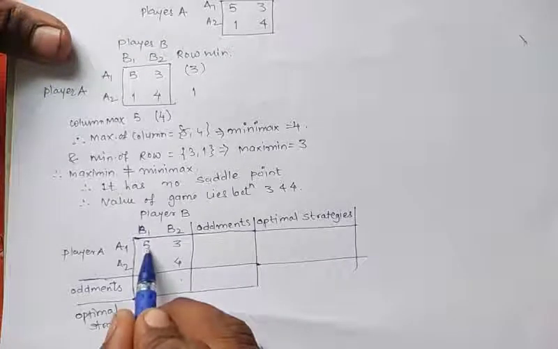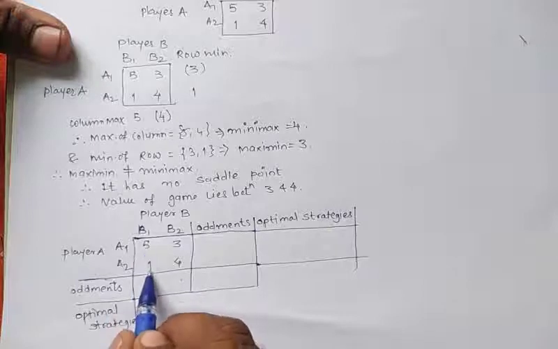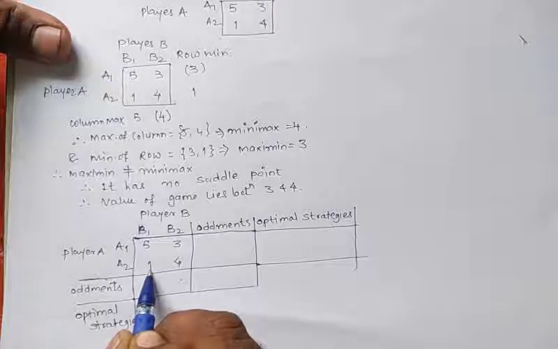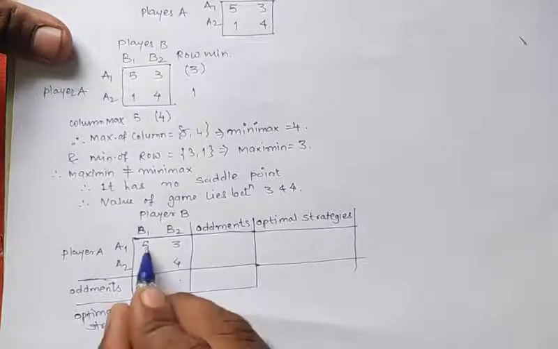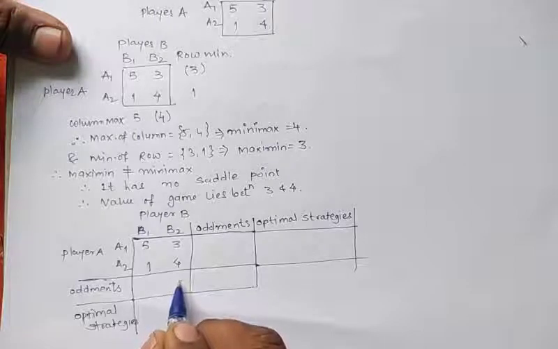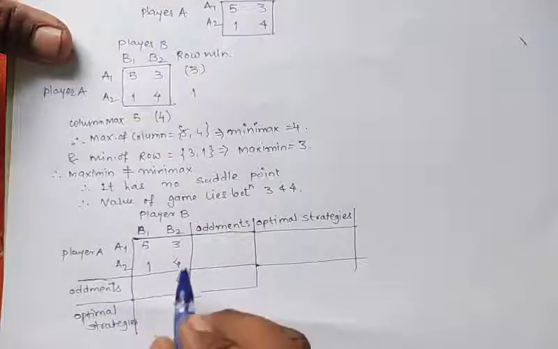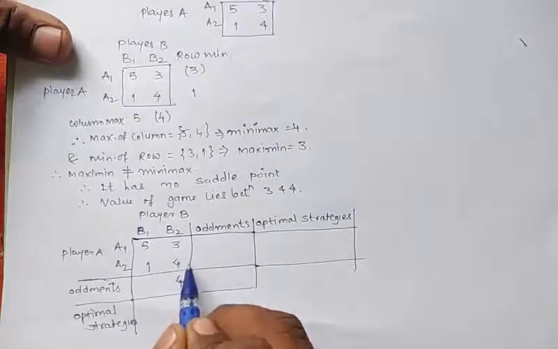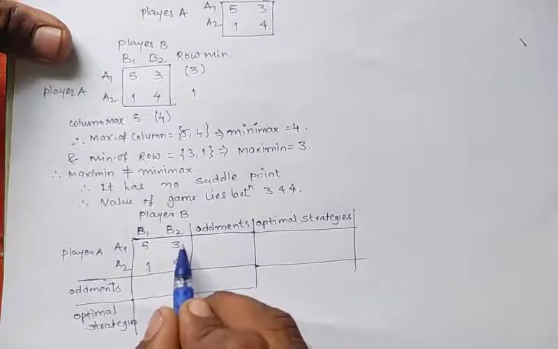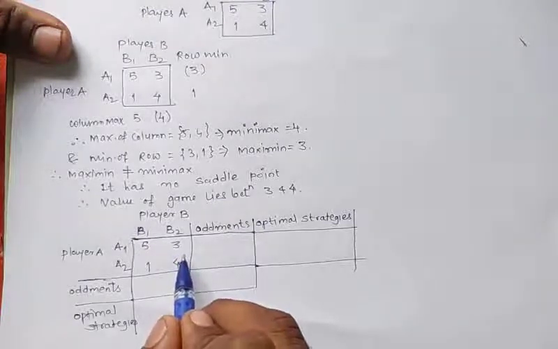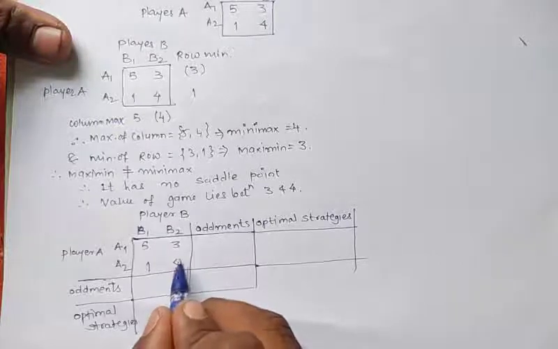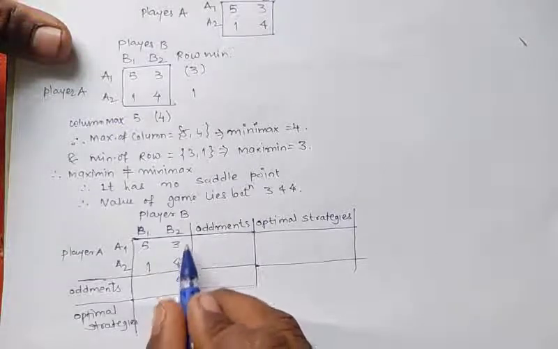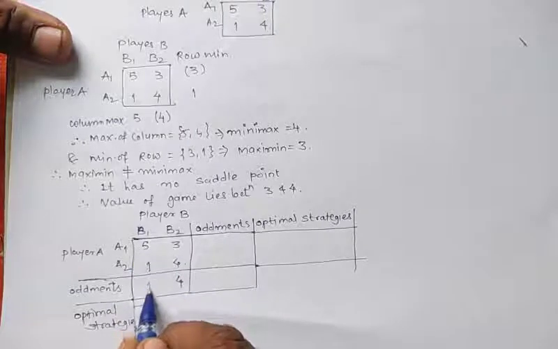What is the difference between these two values? 5 minus 1 is 4, and omitting the sign we get 4, which is written exactly below the second column. Next, taking the difference between the other two values, 4 minus 3 or 3 minus 4 is minus 1, and omitting the sign it is 1, and we write this difference below the first column, which is 1.